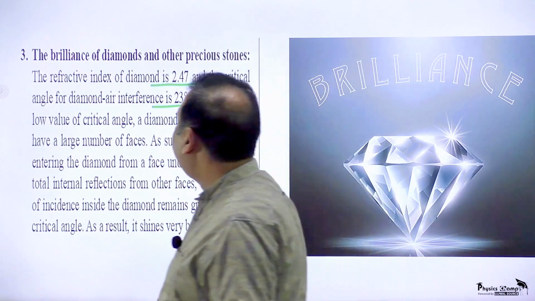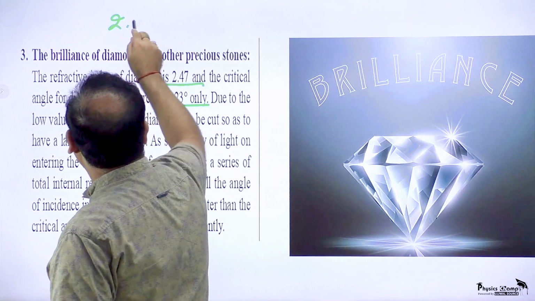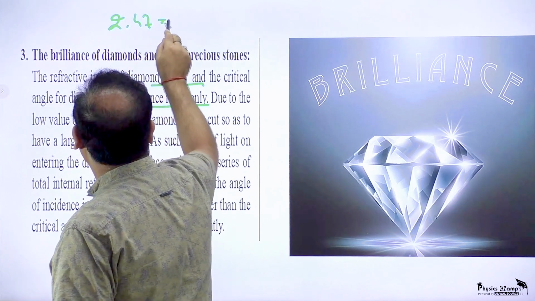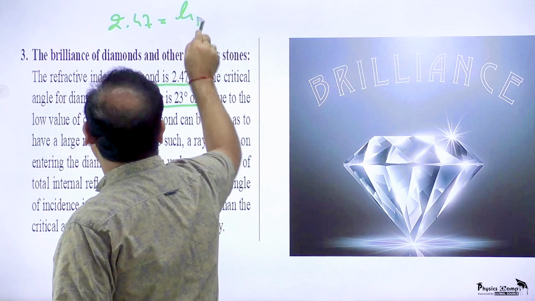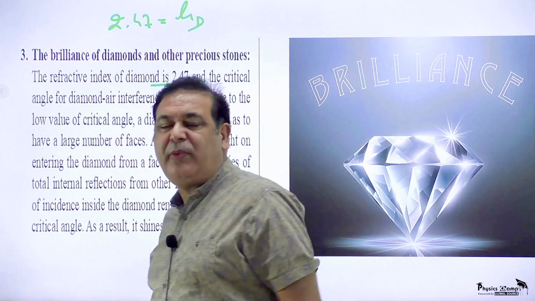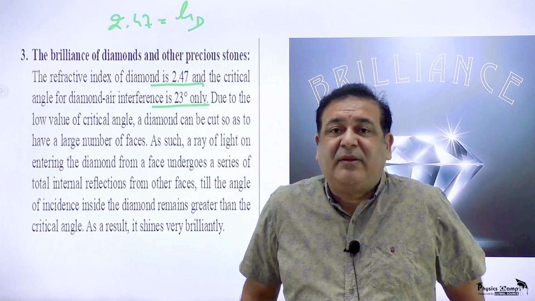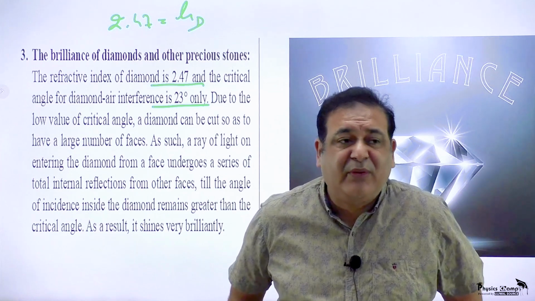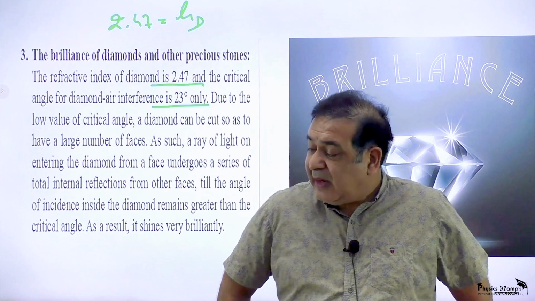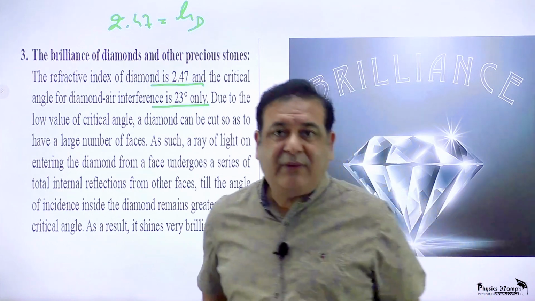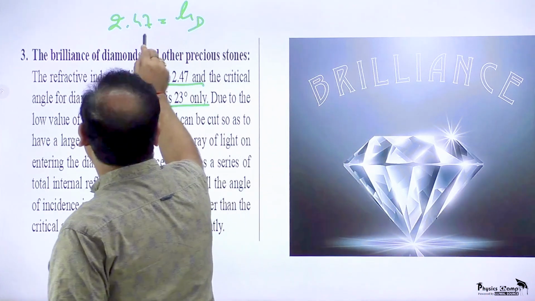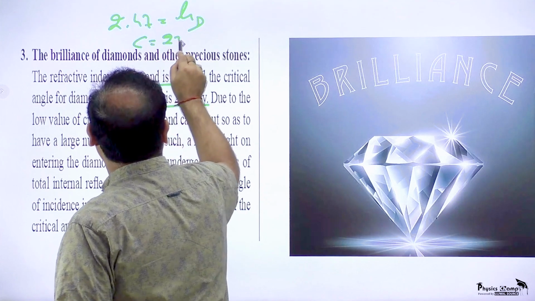The refractive index of diamond is 2.47, which is quite high. Just imagine, the refractive index of glass is just 1.5, and there the critical angle was 42 degrees. Here if we calculate, the critical angle is just 23 degrees.